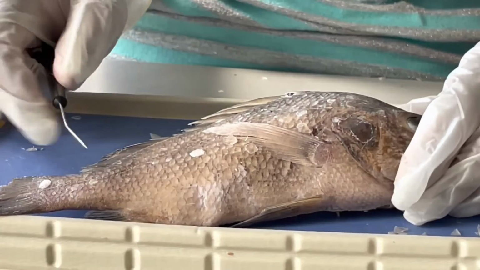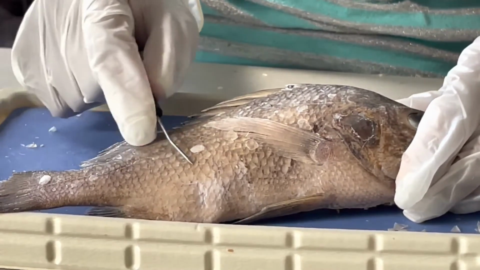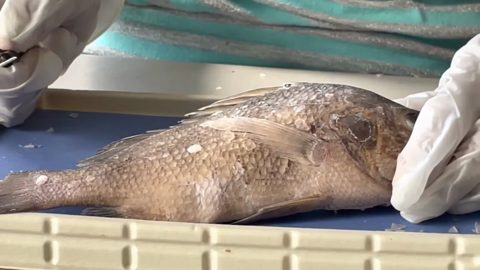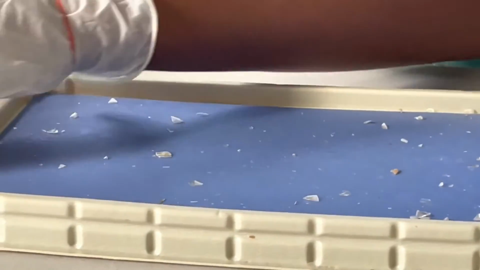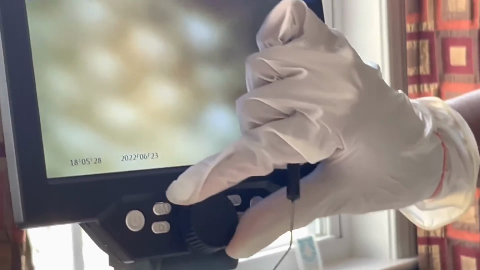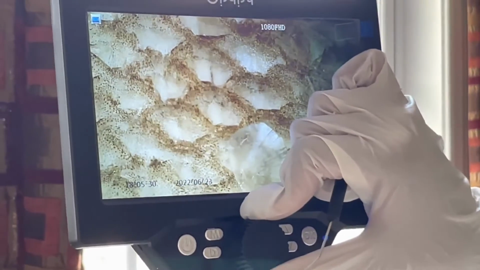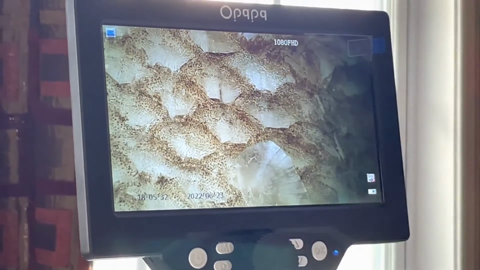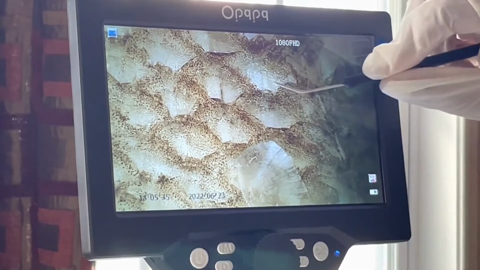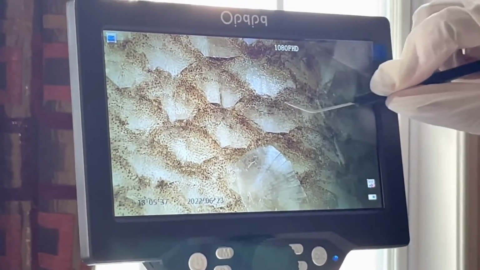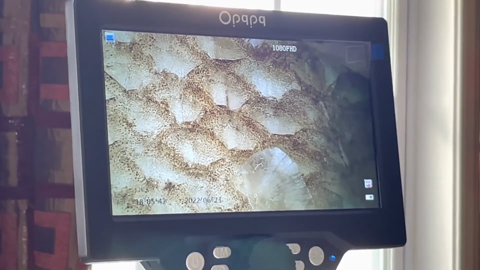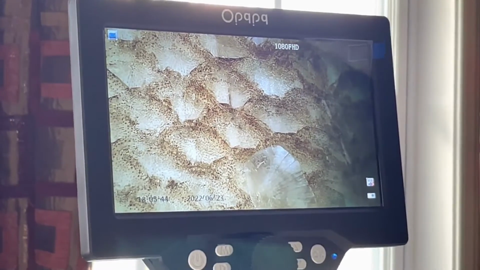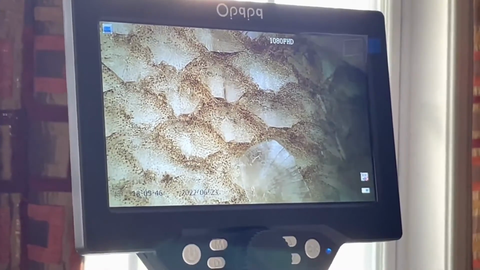You can see that this fish has many scales, and like I mentioned before, it acts as an armor. Let's go to the digital microscope to show how these scales overlap. As you can see here, these scales, one is on top of the other, and this helps a lot when it comes to protecting the fish from predators. Now, let's move on to the dissection part.